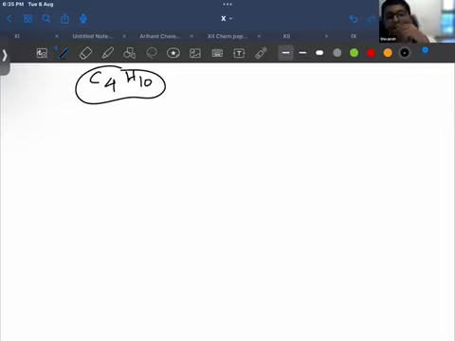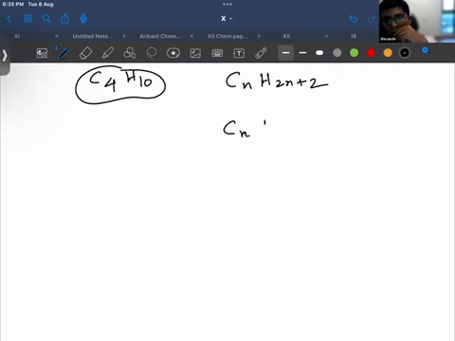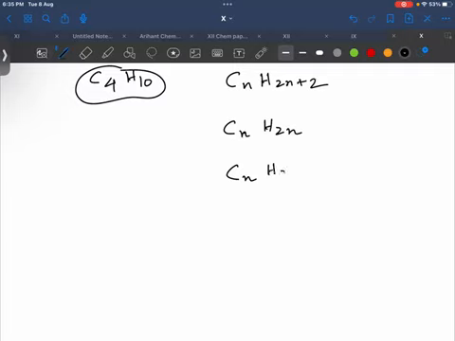Let's revise. CnH2n plus 2 are alkanes, CnH2n are alkenes, and CnH2n minus 2 are alkynes. Here, the hydrogen count is 2 more than double the carbons: 4 into 2 is 8, plus 2, that means it's an alkane. That's how you do it.